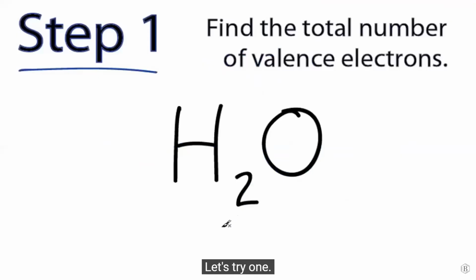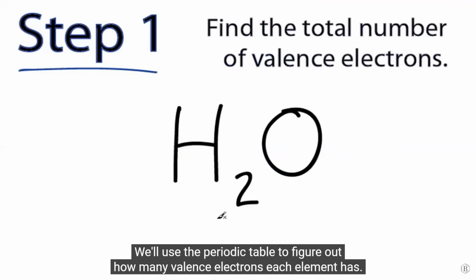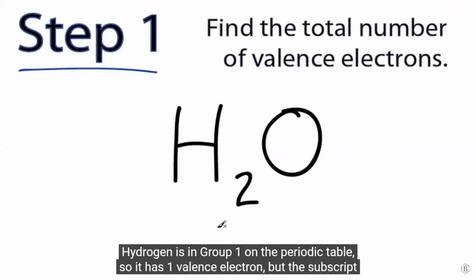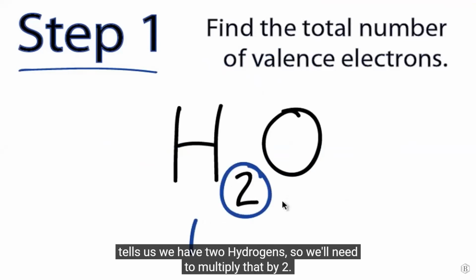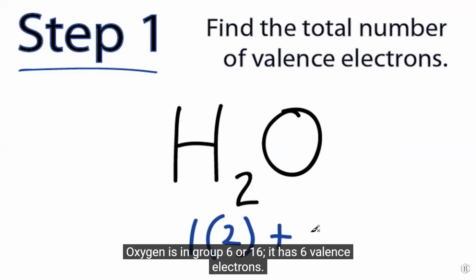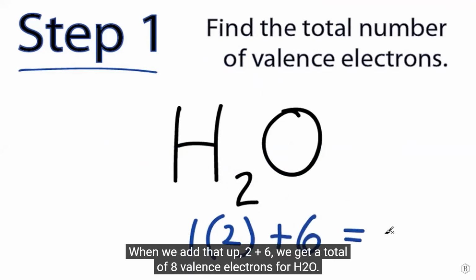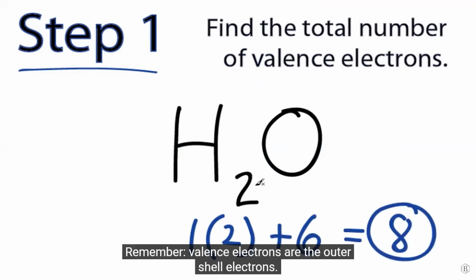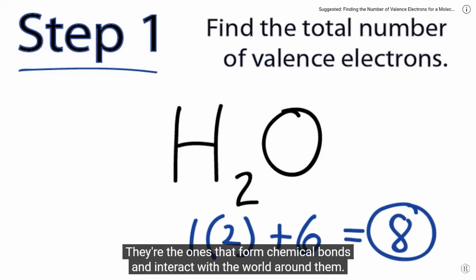Let's try one. We'll use the periodic table to figure out how many valence electrons each element has. Hydrogen is in group 1 on the periodic table, so it has 1 valence electron. But the subscript tells us that we have 2 hydrogens. So we'll need to multiply that by 2. Oxygen is in group 6 or 16. It has 6 valence electrons. And when we add that up, 2 plus 6, we get a total of 8 valence electrons for H2O. Remember, valence electrons are the outer shell electrons. They're the ones that form chemical bonds and interact with the world around them.